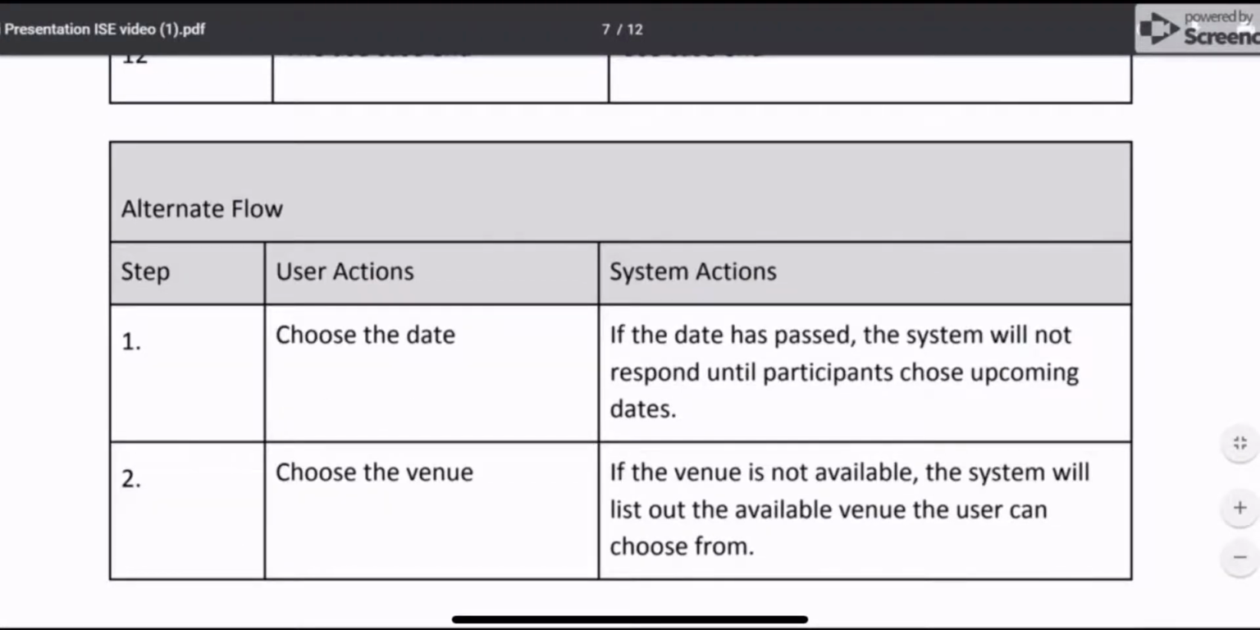The alternate flow is also the same as create new meeting. If they can choose the date, if the date has passed, the system will not respond until participants choose upcoming dates. Choose the venue.